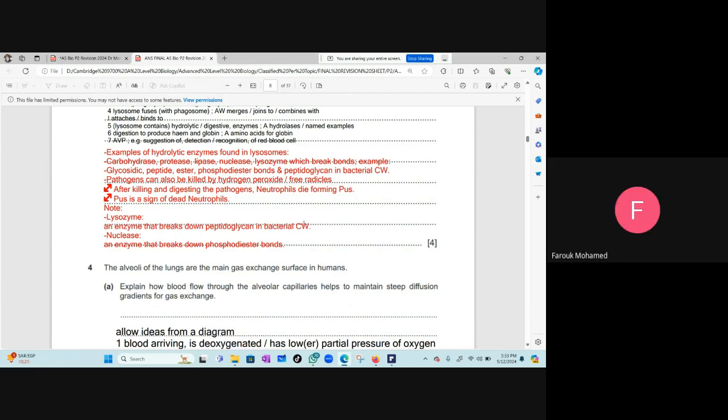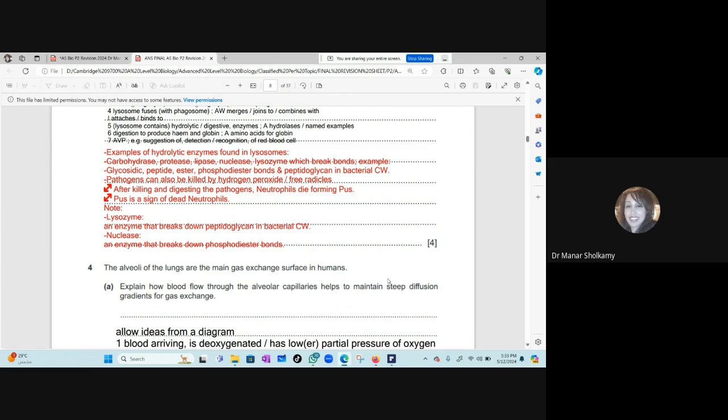Can I still say lysozyme here, even though we're talking about the red blood cell? We're talking about phagocytosis. But this is about a phagocyte and a red blood cell. I'm talking about phagocytosis in general. If it is going to digest a red blood cell, of course not. But I'm talking about phagocytosis in general.